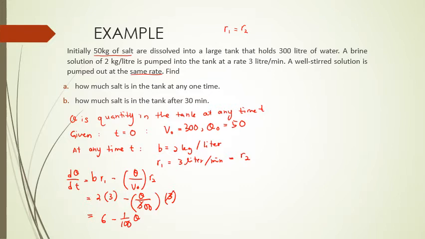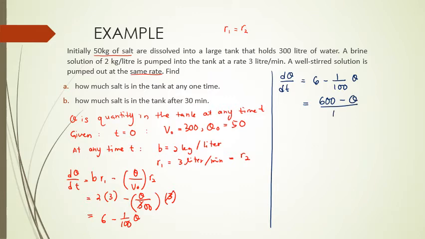Next, we get dQ/dt is equal to 6 minus 1 over 100 Q. For this, how do we solve it? Make the denominators the same. Here I make the denominator the same, it becomes 600 minus Q over 100.